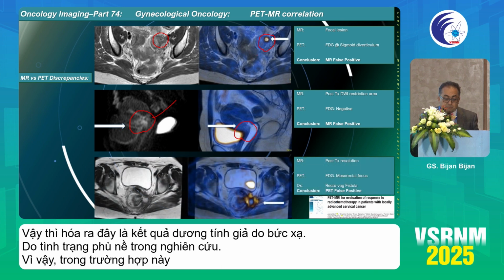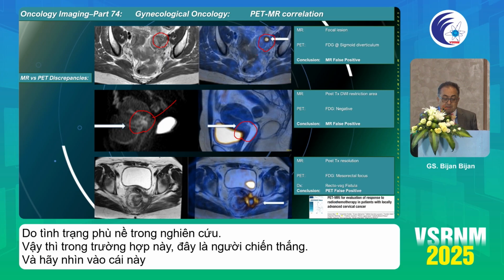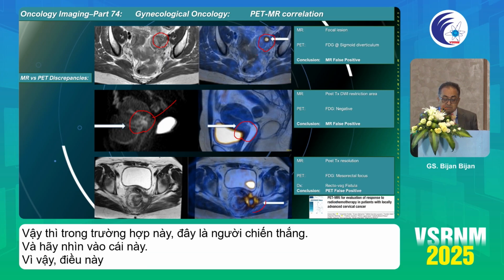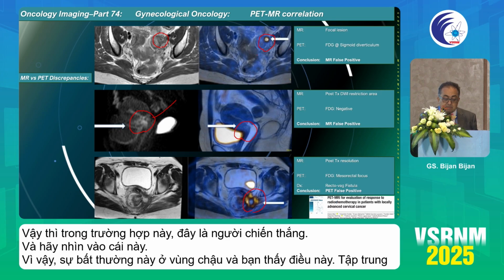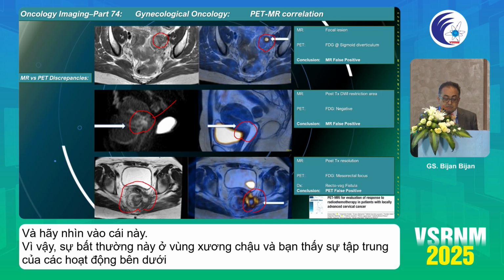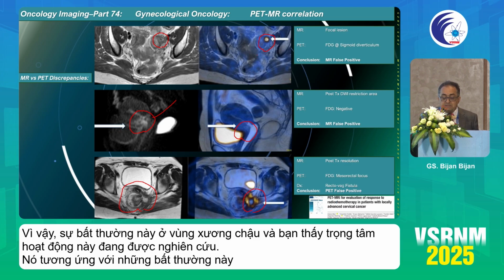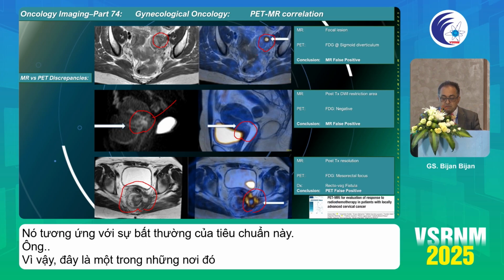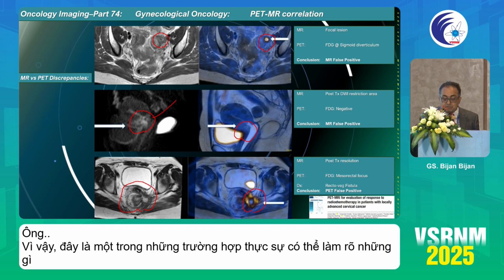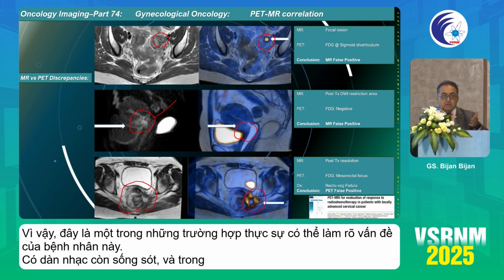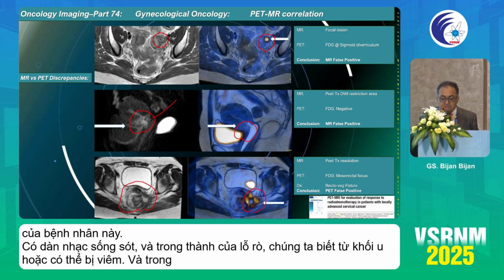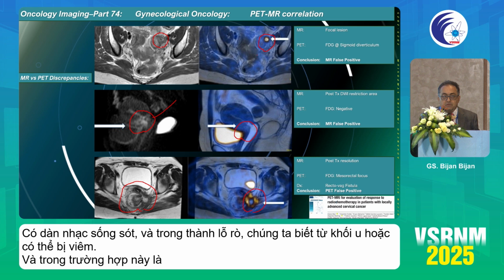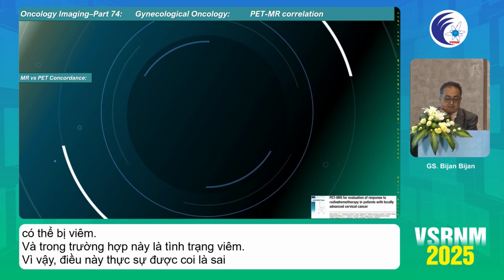And take a look at this one. There's this abnormality in the pelvis, and you see this focus of activity on the FDG study, which corresponds to this abnormality that you see on the MR. So this is one of those cases where MR can clarify what the problem was. This patient has a rectovaginal fistula, and the wall of the fistula, we know, can be tumor or can be inflammation. In this case, this was inflammation. So this was actually considered a false positive of the PET scan.